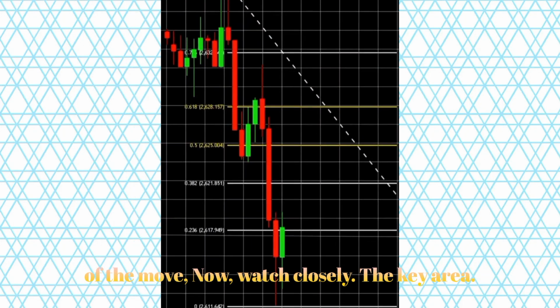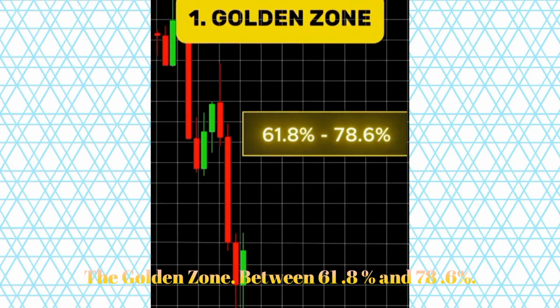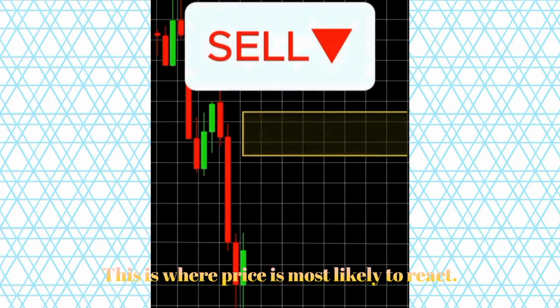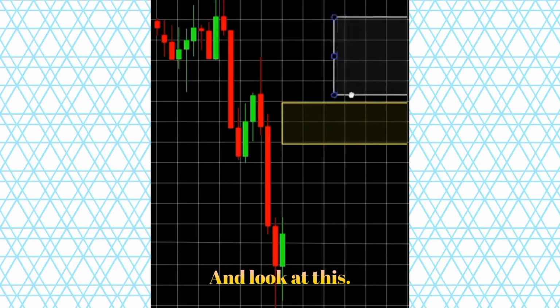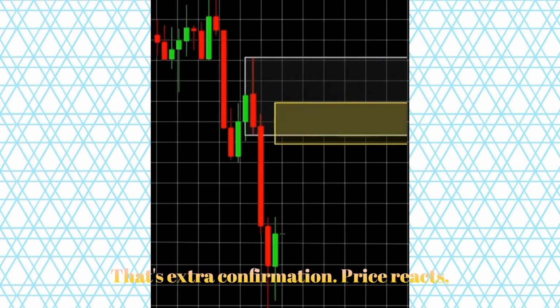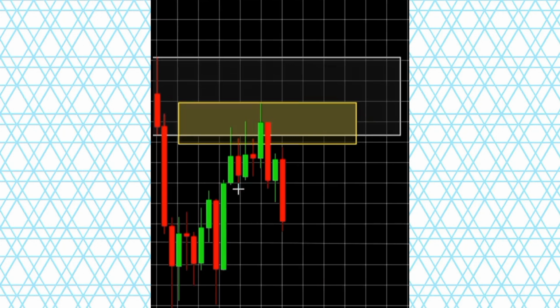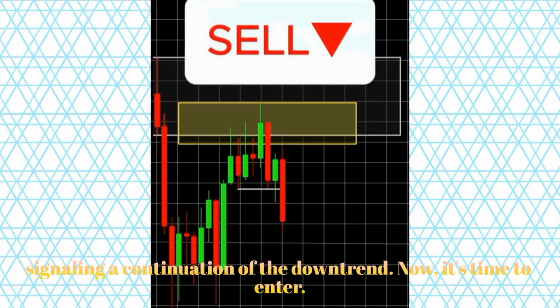Now, watch closely. The key area, the golden zone, is between 61.8% and 78.6%. This is where price is most likely to react. And look at this. There's an order block lining up perfectly with the retracement. That's extra confirmation. Price reacts, then we get a break of structure, signaling a continuation of the downtrend.